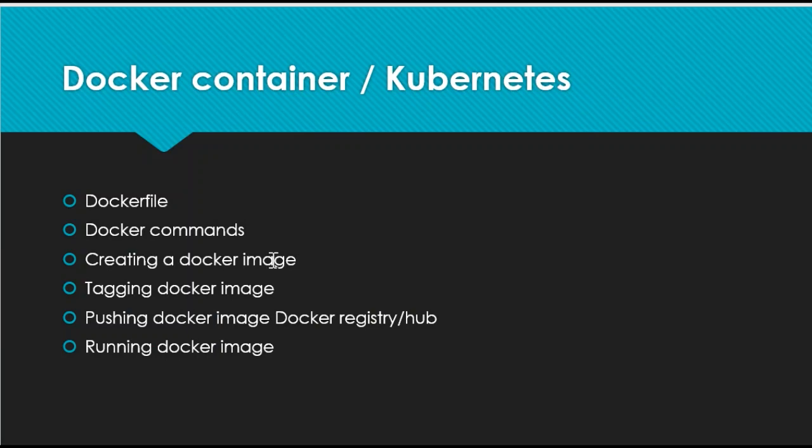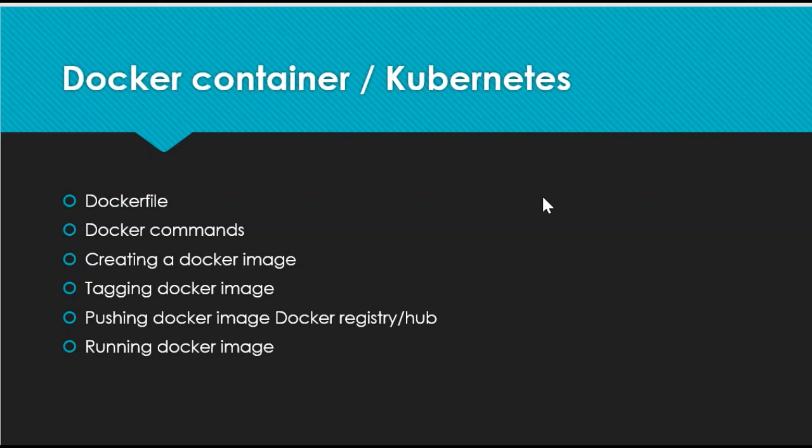Then Docker container or Kubernetes. A Docker container is nothing but a Docker image, which some people call a virtual machine. Whatever it is, it's a small image, a small, lightweight container.